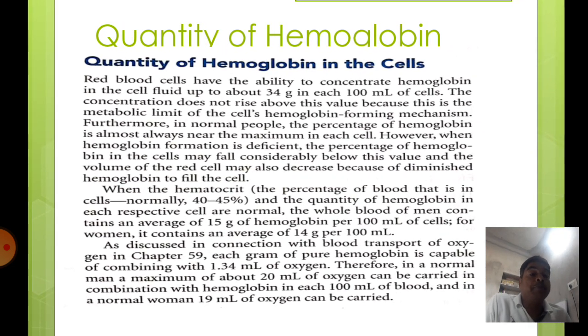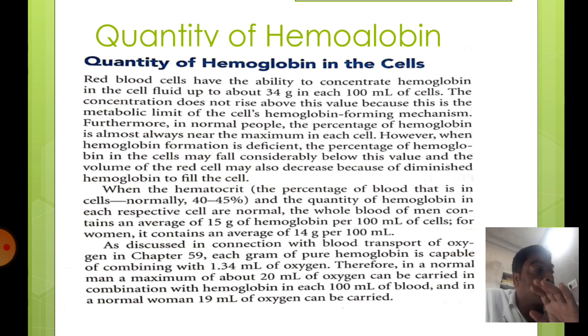Quantity of hemoglobin. Red blood cells have the ability to concentrate hemoglobin in the cell fluids up to 34 grams in each 100 ml of the blood. The concentration does not rise above this value, 34 grams in each 100 ml of cells.